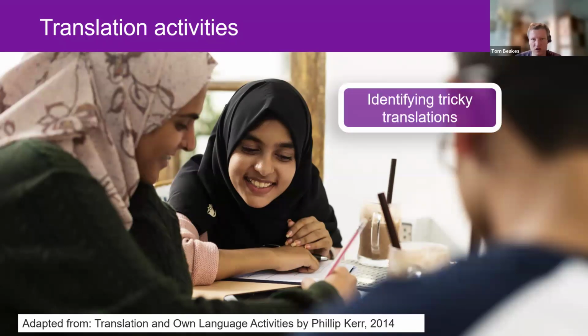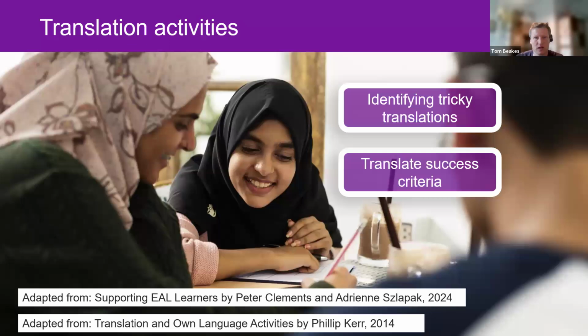One technique is identifying tricky translations. This is where you give them a text in English and they identify the bits in English that they would find difficult to translate into their own language. Could be for whatever reason, maybe they don't know the vocabulary, maybe the grammar structure is very different. And then they can compare with partners and figure out together how they would translate it into English. And again, it works really well when you've got students with different languages, and it can work equally well with students who share a language. They do need to have some ability to discuss. So again, it's more of a secondary.